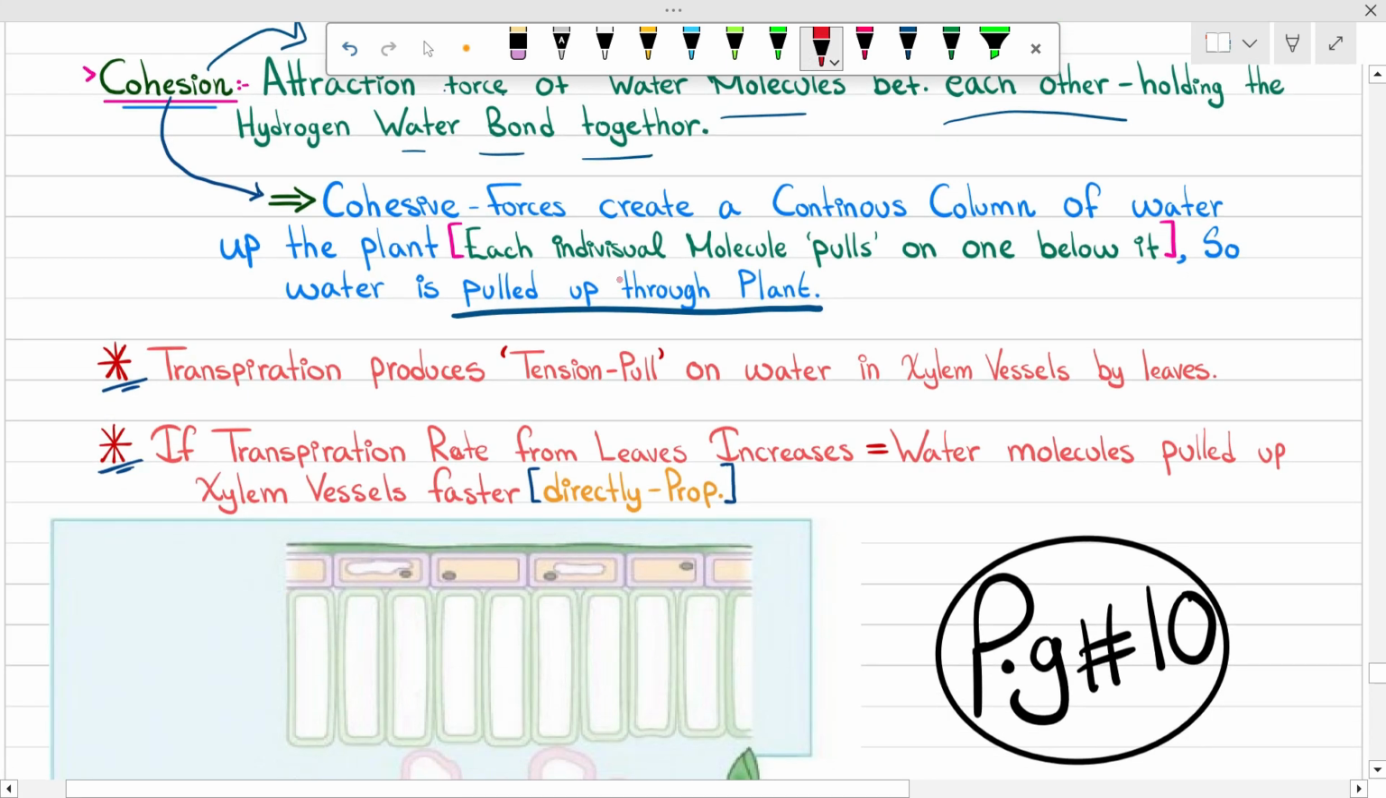Transpiration produces a tension pull because the forces are creating a continuous column of water in the xylem vessels by the leaves. If transpiration rate from the leaves increases, water molecules are pulled up the xylem vessels faster, so it is directly proportional.